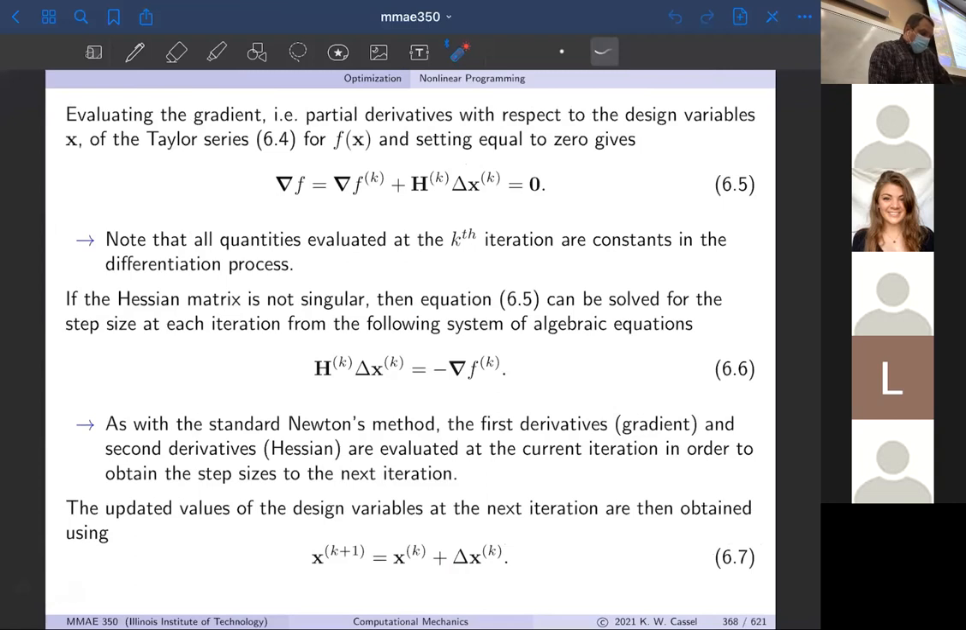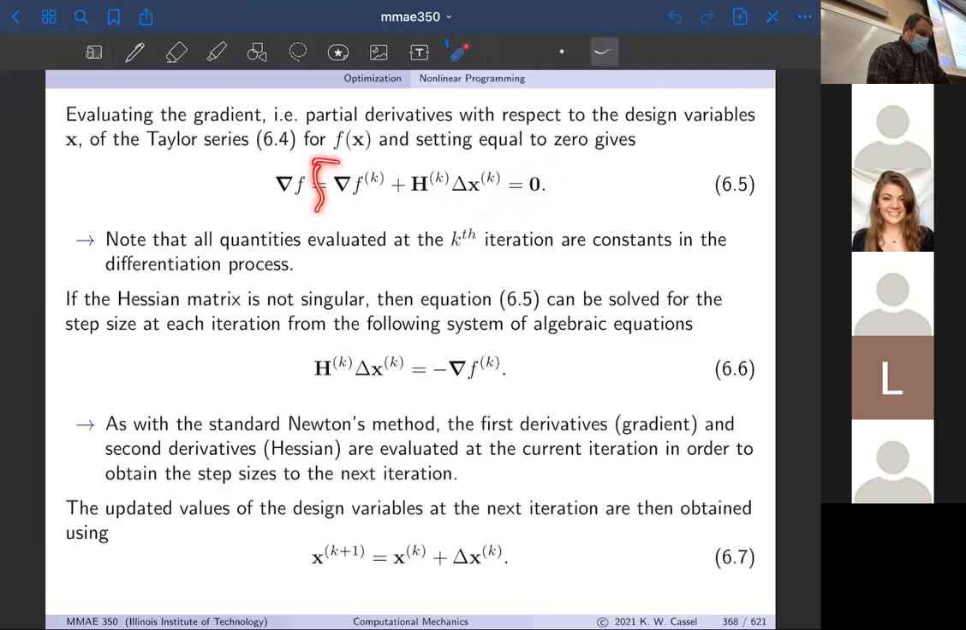So our vector form of the equation looks like this. We have the gradient of f is equal to the gradient of f evaluated at xk plus the Hessian evaluated at xk times delta x at xk. And then we set that equal to 0. So what we're doing here is we had our Taylor series for f, but now we've differentiated it. So the gradient of f equals the gradient of f at k plus the Hessian, which of course is the gradient of the gradient of f, times the step size. We set that equal to 0. Once again, we've truncated the Taylor series after the first 2 terms.